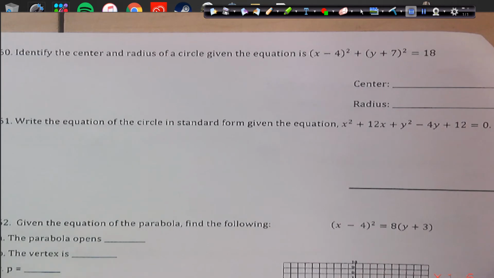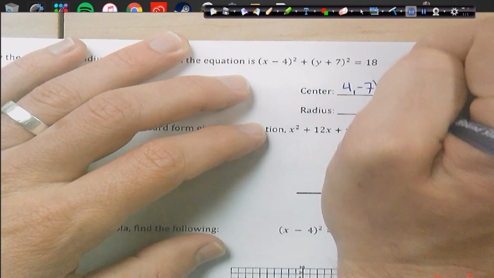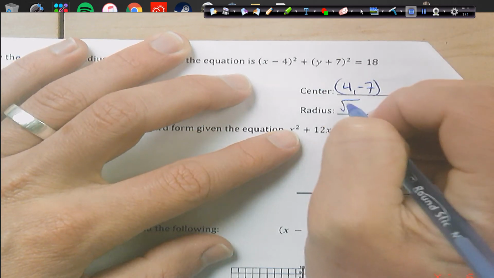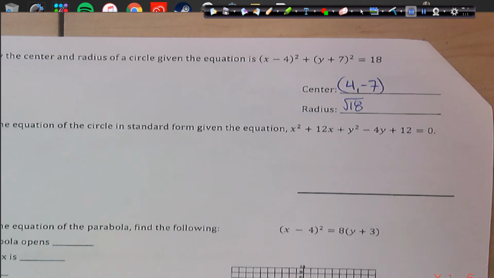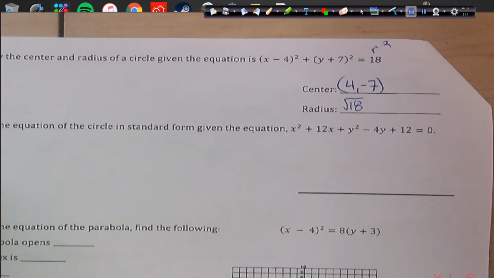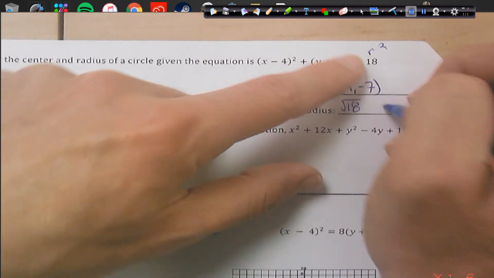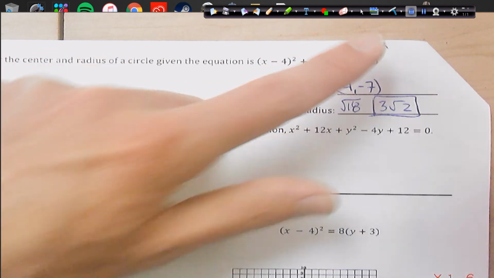Okay, number 60, identify the center and radius of the given equation. Again, we're just going to take the opposite of what we see, so we're going to get 4, negative 7. And here we're going to get the square root of 18. Again, it's the square root because that's r squared in the formula. So we need to take the square root of it. And if we take the square root, we can break it down to 3 radical 2. So either one, I prefer the reduced one.